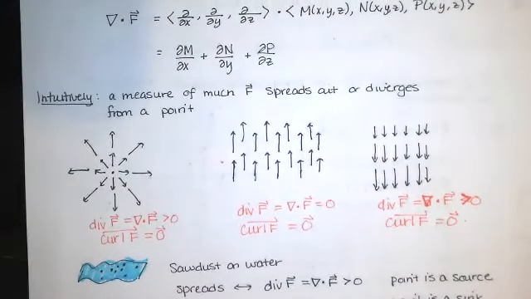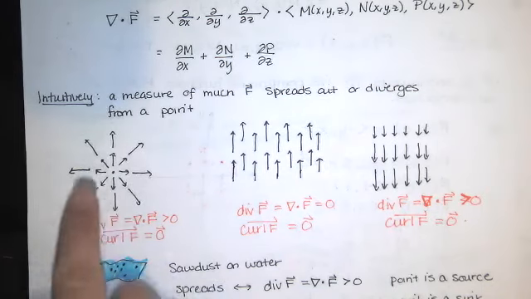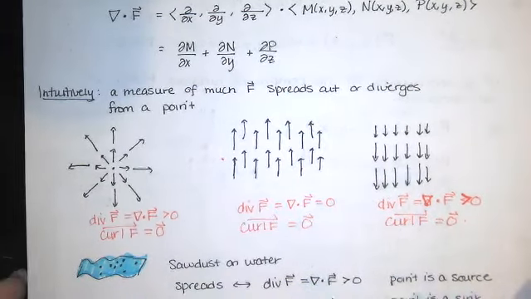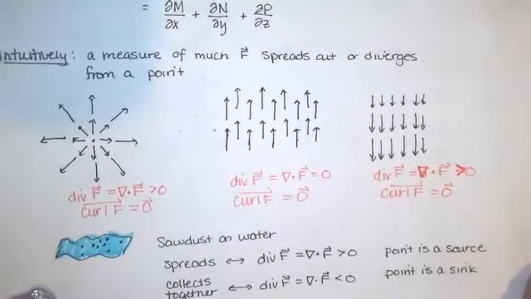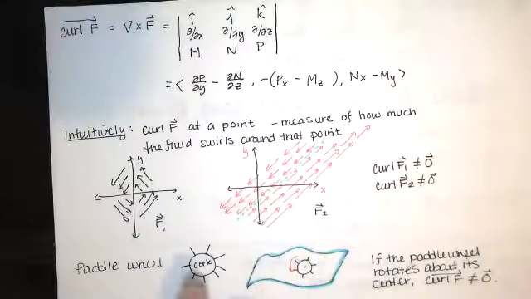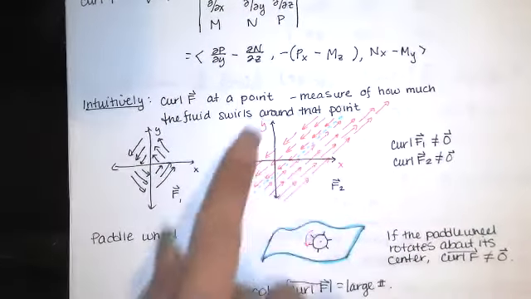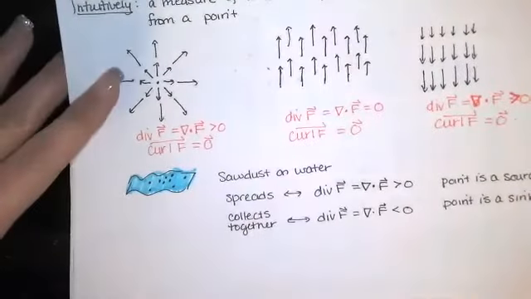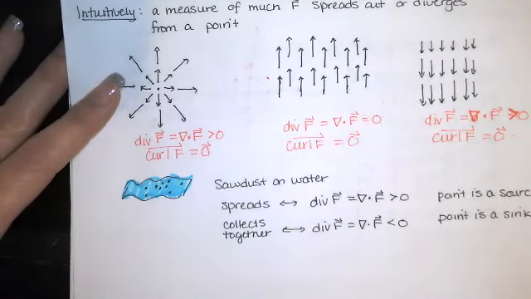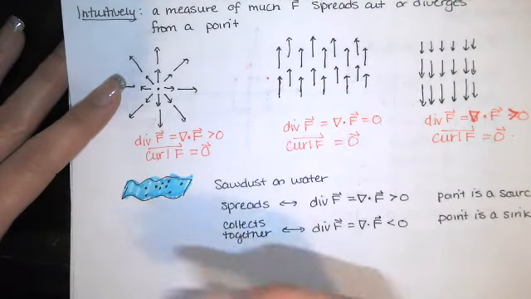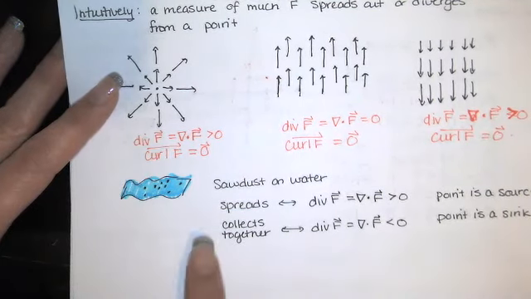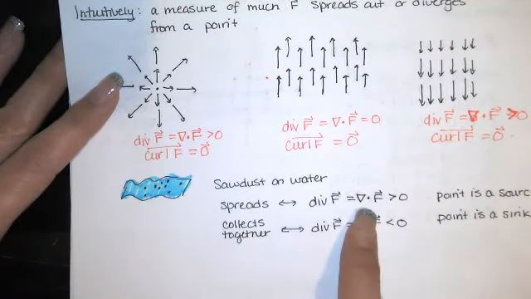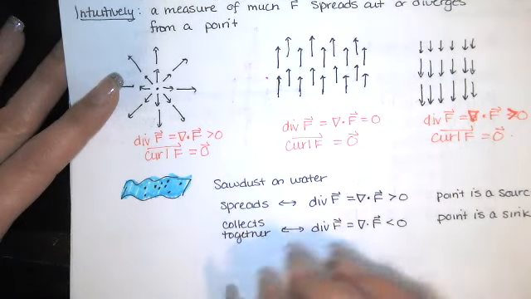Now curl is a measure of a tendency to rotate about a point. There's no tendency to rotate here or here or here. But there does seem to be a tendency to rotate there or there. We said there are 2 ways you can think about divergence and curl intuitively. You can think about sawdust on water, just putting some dust in some water and then seeing if that dust spreads out over time or collects together over time, because that dust is going to follow the velocity of the fluid. If that dust spreads out, the divergence is positive. If the dust collects together, the divergence is negative.